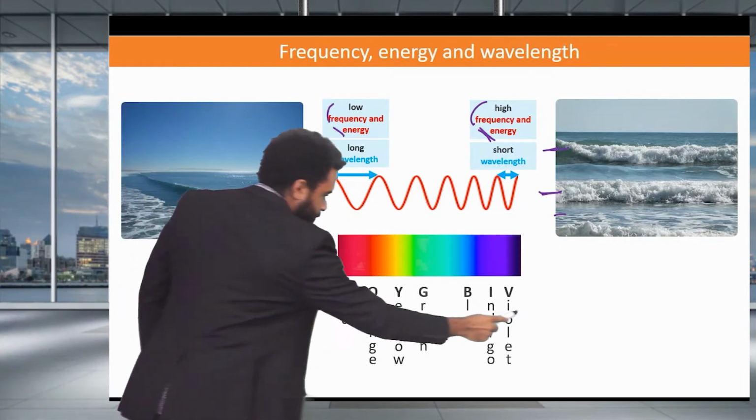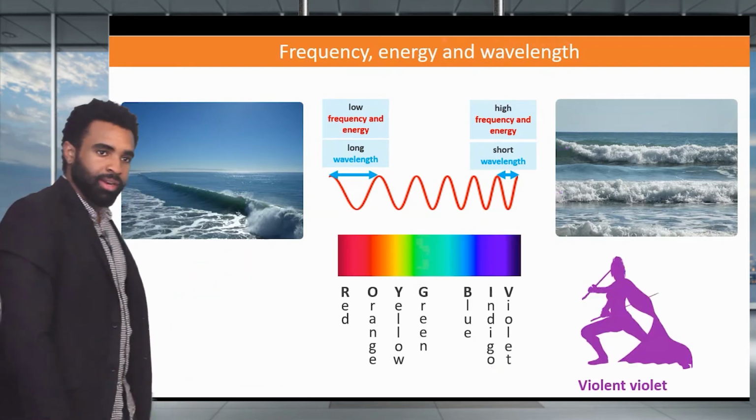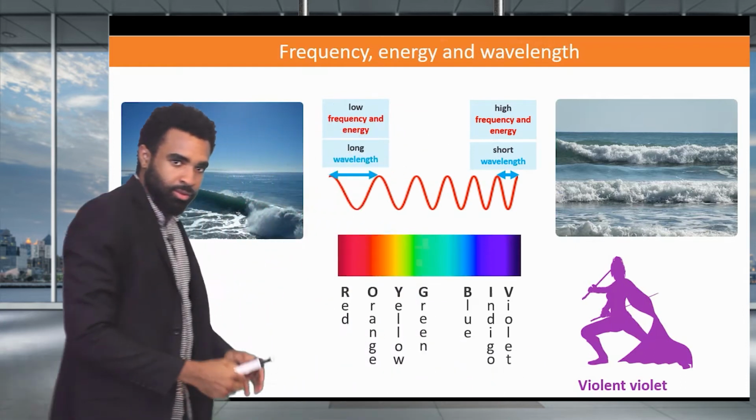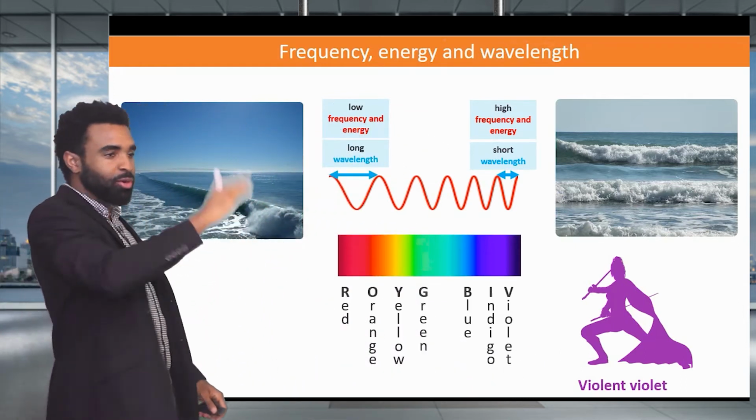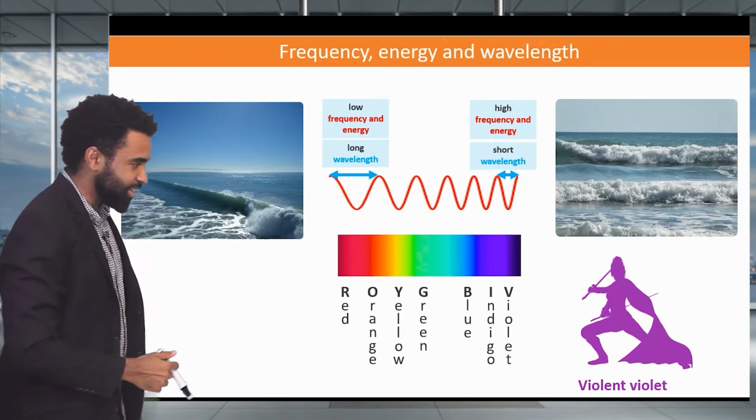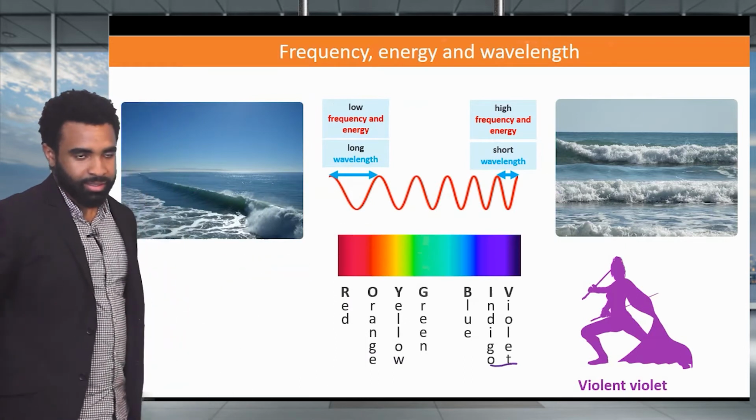You can remember that violet is the high energy end of the spectrum by remembering that mnemonic there: violent violet, okay? So the space between her sword waves is very short, but she's very energetic, right? Violent violet. Or you can think ultraviolet, which comes after violet.